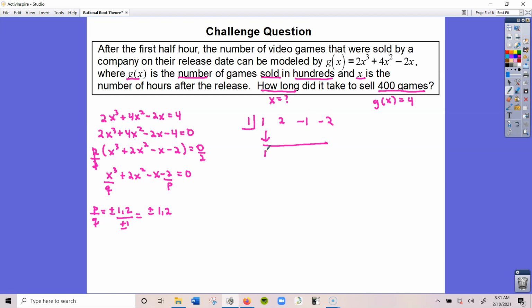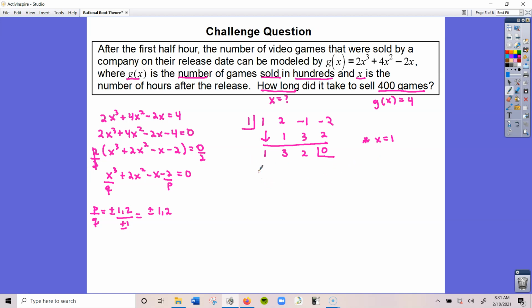Bring down the 1. 1 times 1 is 1. 2 plus 1 is 3. 3 times 1 is 3. -1 plus 3 is 2. 2 times 1 is 2. And I end up here with the remainder of 0. So I know right now that x is equal to 1.